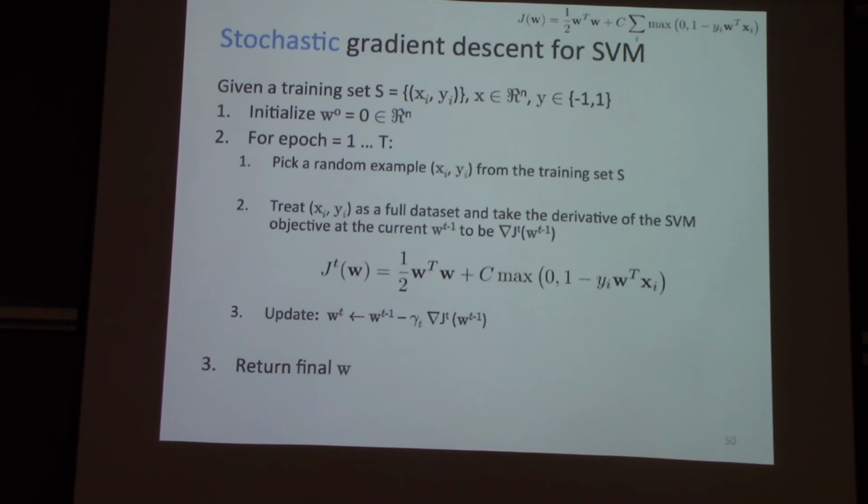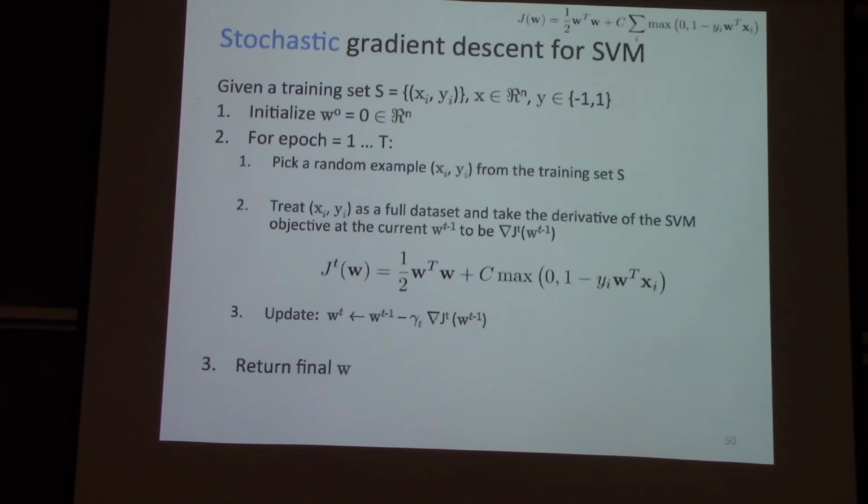So let me go over the meaning of stochastic gradient descent. It's quite similar to gradient descent. We have a training set given to us, xi, yi, and then for every epoch, you can think about an epoch like we iterate through the data set several times.